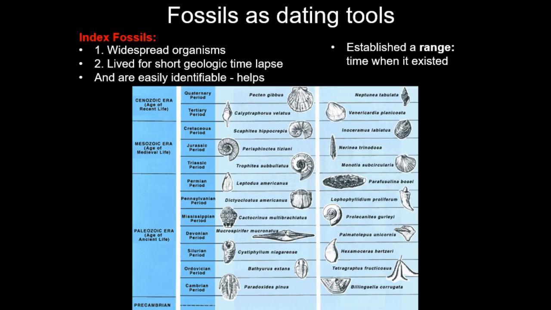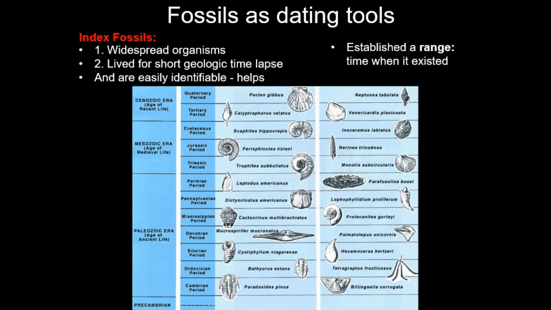Index fossils are fossils that have to meet two conditions. They are fossils of organisms that were widespread, so they lived in a lot of areas, and they are from organisms that lived a short period of time, so a fairly short lifespan. It also helps if they are easily identifiable, meaning different from others that are nearby. So the picture on the slide shows many of the index fossils and the time during which they were present, which is represented by the rocks that they were found in.